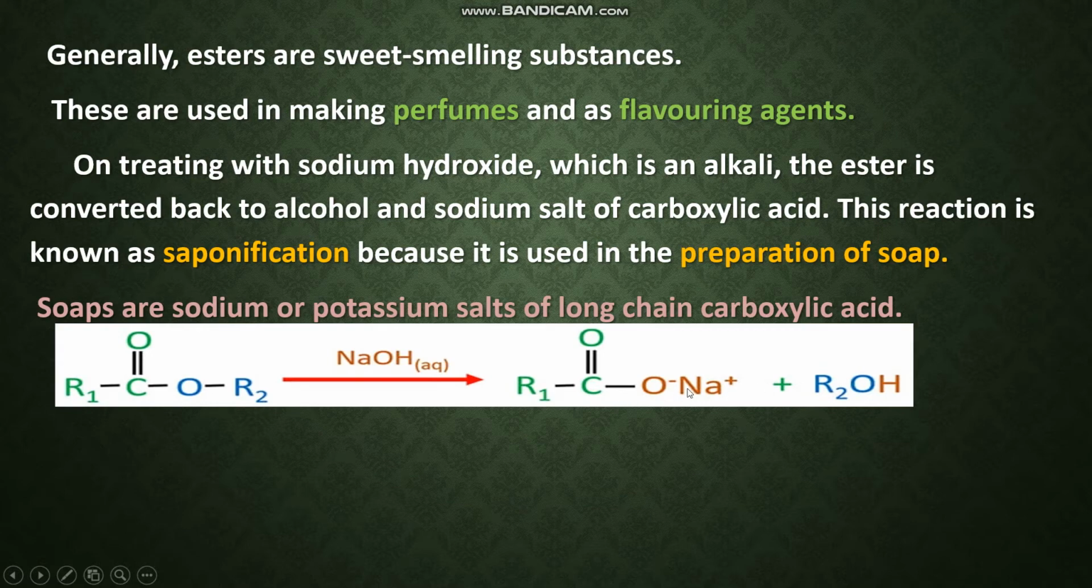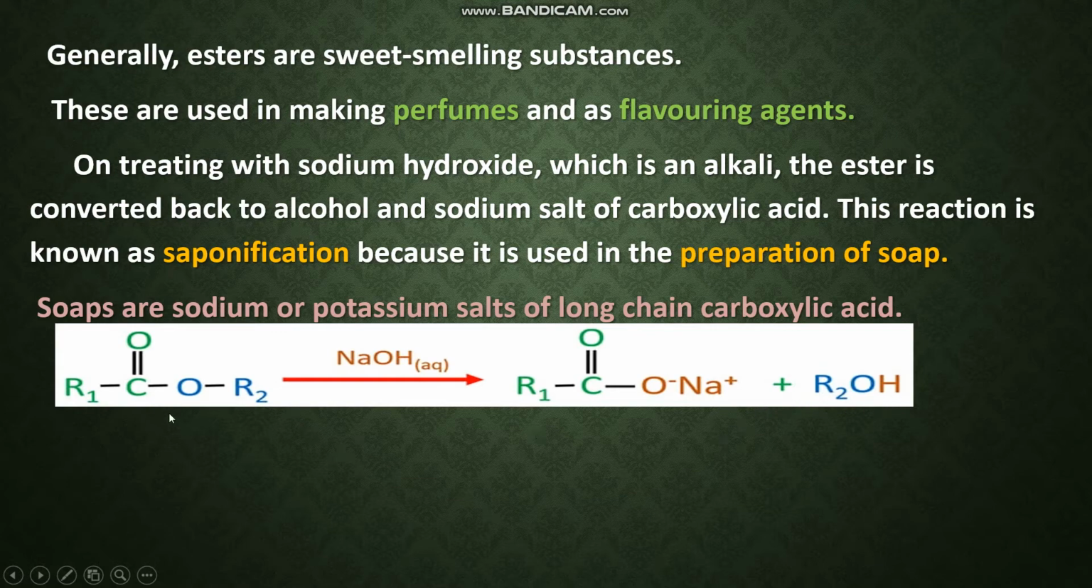What is this RCOONa? That is a sodium salt of carboxylic acid. You know RCOOH means carboxylic acid. In the hydrogen place one sodium occupies here. That is called the sodium salt of carboxylic acid. What is R2OH? That is an alcohol. You know alcohol functional group is OH. This is the general representation.